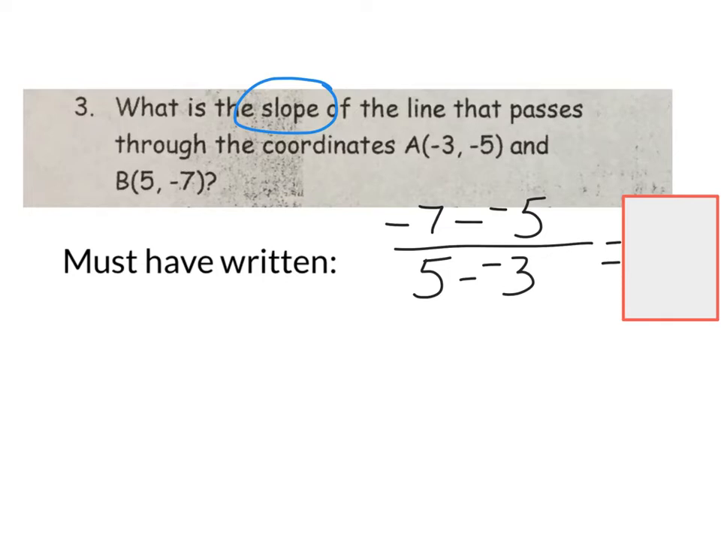So remember, all we're doing is subtracting the y values. So -7, which is right there, minus -5, which is my other y value for my other number. That's in blue. In red, I'm going to underline the 5, which I got from here, minus the -3, which I got from there. Okay, so you have to have that written, so write that out. That way you don't forget it next time, and then your answer obviously is going to be that simplified.